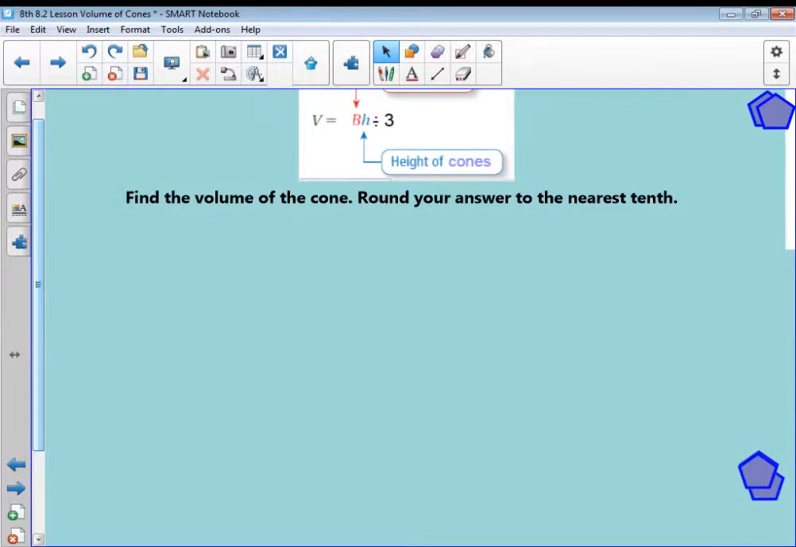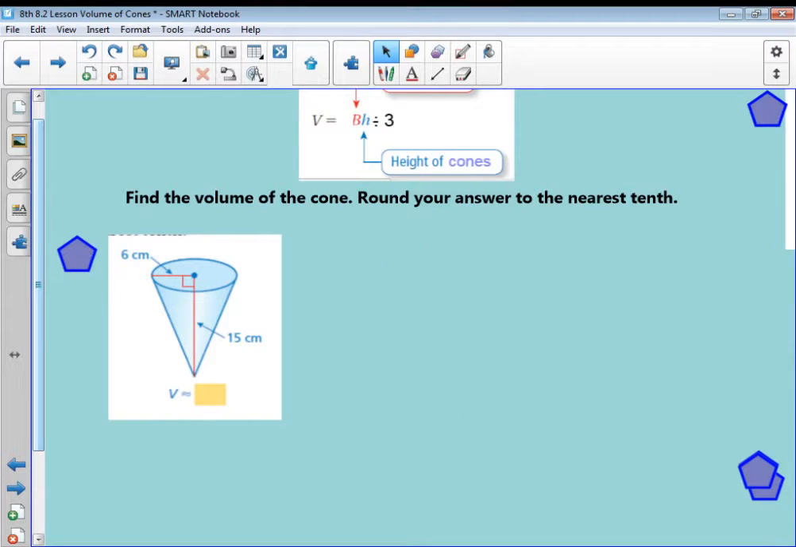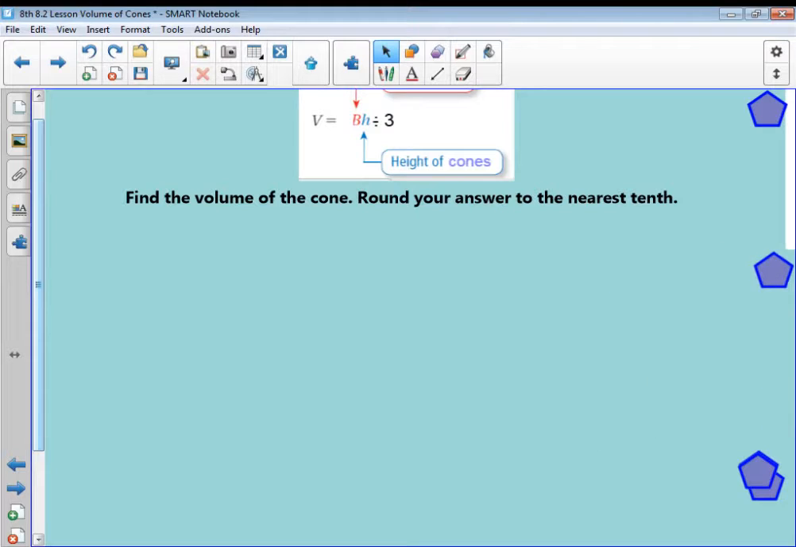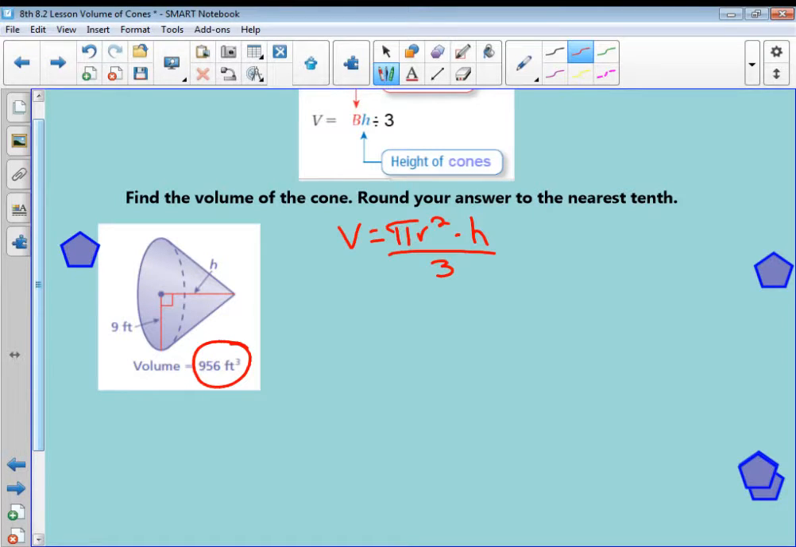Okay, so let's try another one just to solidify it a little bit more. Hopefully this picture is a little better. Our volume, oh, that one, we don't want to do volume. We want to find the missing height, where they've given us the volume. So volume equals pi r squared times our height divided by 3 because it's a cone. So our volume is 956 equals pi is 3.14 times our radius squared. So 9 squared is 81. So 81 times our height divided by 3.